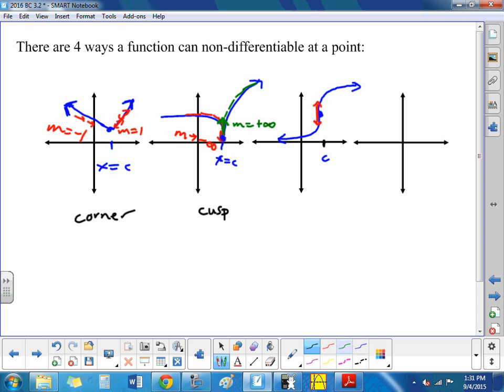So this is another way we can have non-differentiability. This is called the vertical tangent. This year we'll just call it a VT. It's an extremely important thing on the AP test.